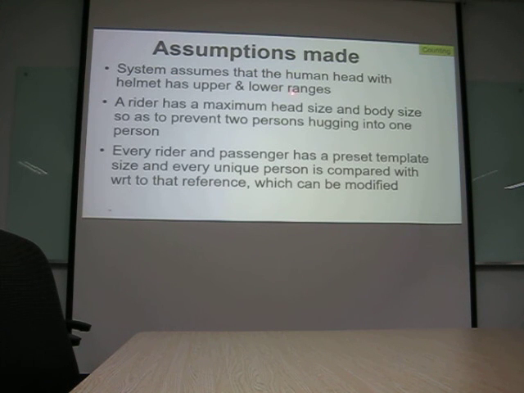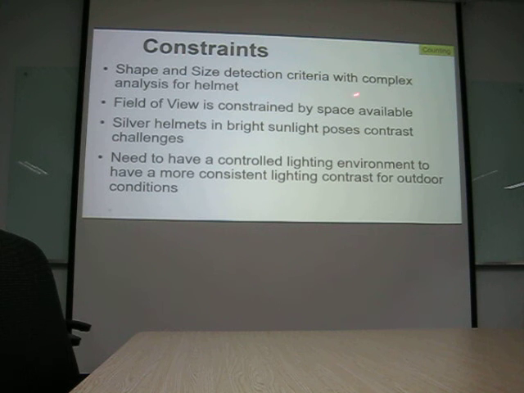So the assumption we make is that the human head has two sizes. Because you wear a helmet, there's only a limited size you can go, and also a maximum head, and then you have a template. We use template matching, but that's a long time ago. Today I only use this method. Okay, constraints.